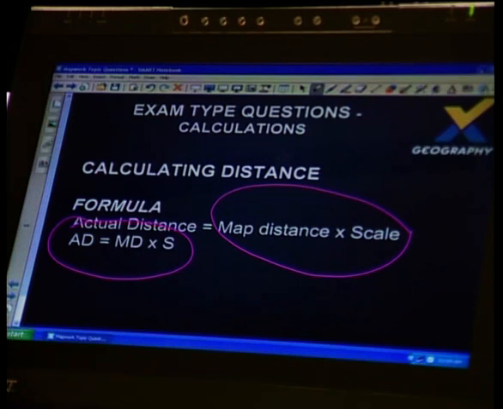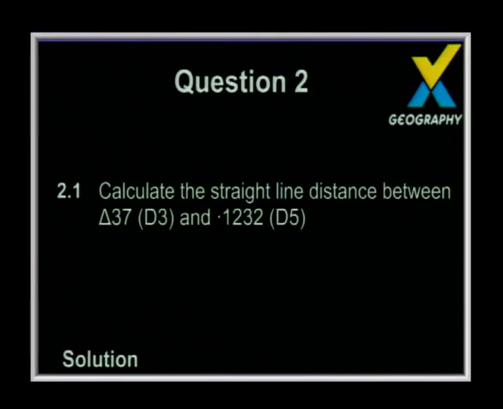It's map distance times scale. A point to note here: please check which resource you are using. The orthophoto is 1:10,000 and the topographic map is 1:50,000. Students tend to make a mistake here. They use the wrong scale. Okay, let's look at one of them here.